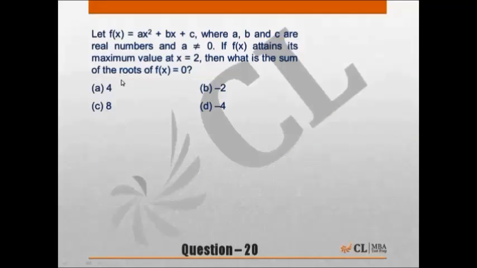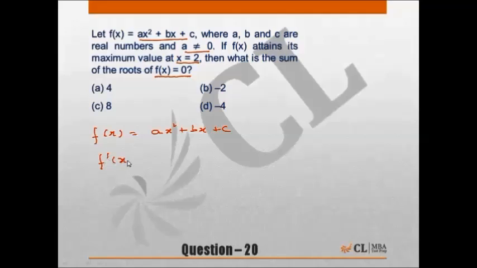Question 20. Let f(x) be equal to ax square plus bx plus c, where a, b, c are real numbers and a not equal to 0. If f(x) attains its maximum value at x equal to 2, then what is the sum of roots of f(x) equal to 0? Maximum is at x equal to 2. Let's see. We are given that f(x) is equal to ax square plus bx plus c. Now, one of the concepts from class 11 which is very useful is differentiation. We know that the first differential equal to 0 would imply a maxima or minima. Maxima would happen when the second differential is negative and minima otherwise.